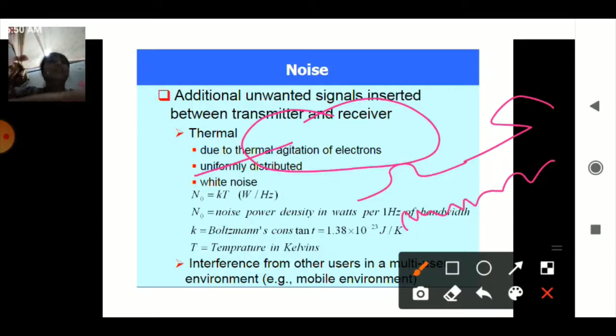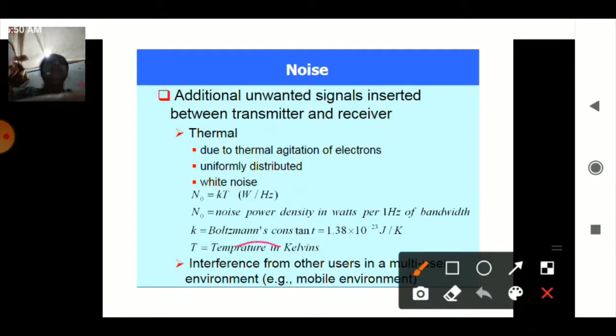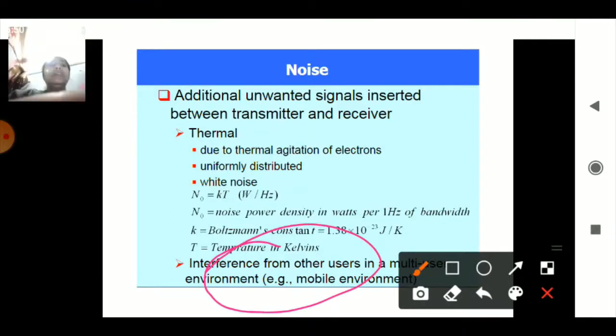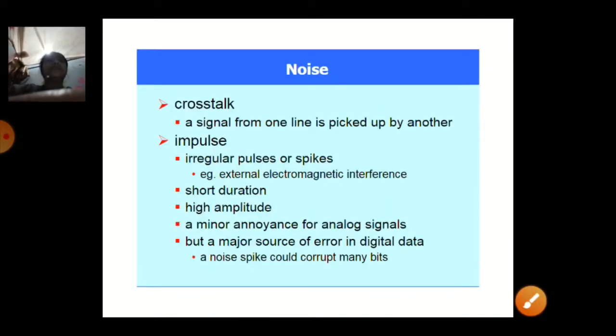So how the noise is calculated: N naught is equal to KT. N naught is your noise, K is a constant value, 1.38 times 10 to the power of minus 23, and T is your temperature. Mainly in the environment, the interferences are more. When there are multiple users, more noise will be generated. In the mobile environment, even a single small difference in heat generation leads to more errors and more disturbances in the signal. Okay, that is your noise.